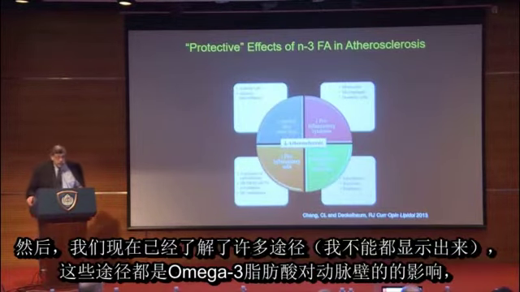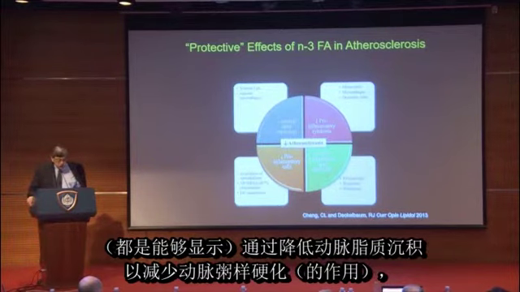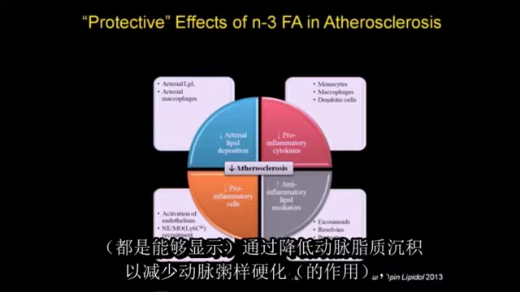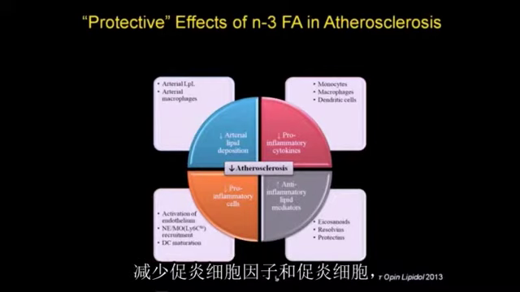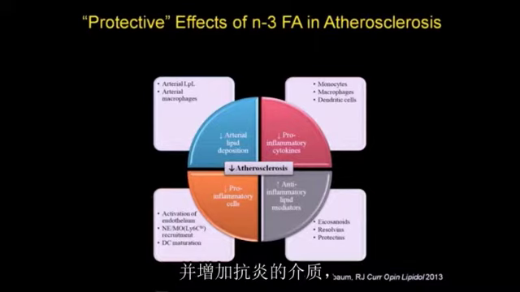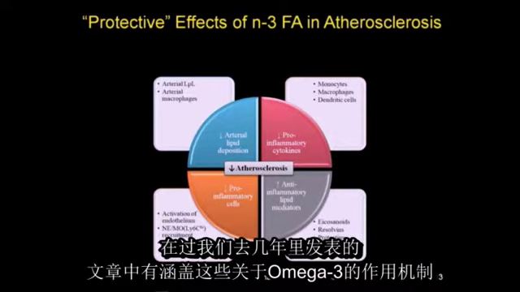And I'm not going to show you, but we have quite a number of pathways which we now understand on the effects of omega-3 fatty acids in the arterial wall in decreasing atherosclerosis by decreasing arterial lipid deposition, decreasing pro-inflammatory cytokines, pro-inflammatory cells, and increasing anti-inflammatory mediators. And these are some of the mechanisms that we've published upon over the last few years.